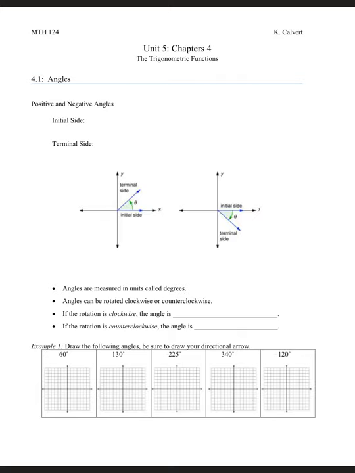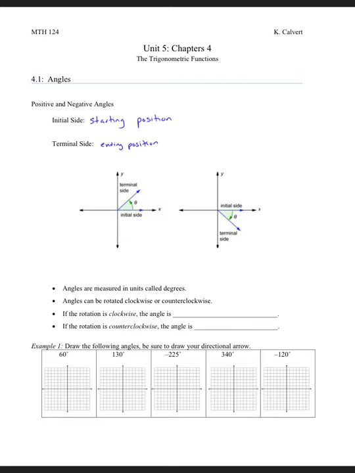So we say that the initial side of an angle is going to be the starting position. So that's going to be the initial side, the starting position. And the terminal side, well, terminal means to end, so the terminal side is the ending position. And you can see the first example here. You can see our initial side, which is our starting position here, and the angle goes counterclockwise, and we have the terminal side. We're going to call this angle theta. That's theta. That's how we're going to reference a lot of our angles in this unit.